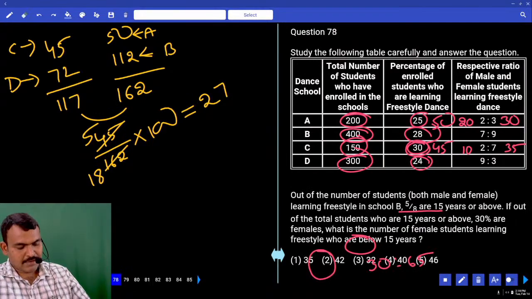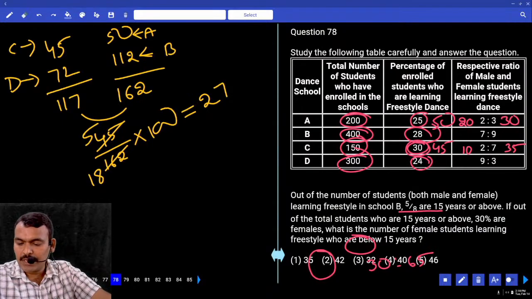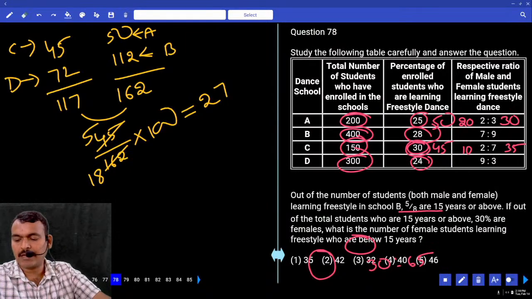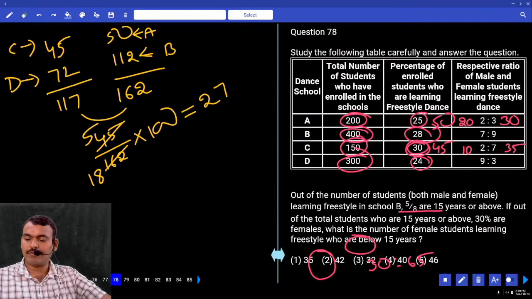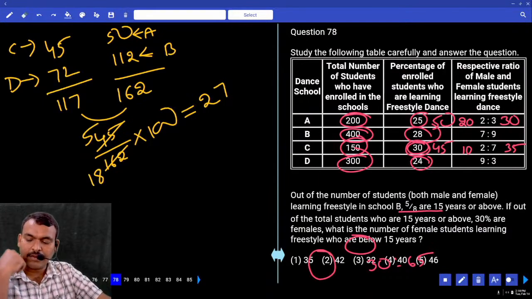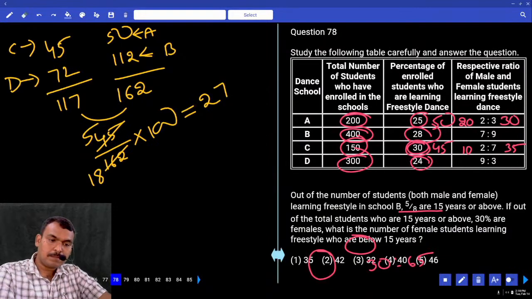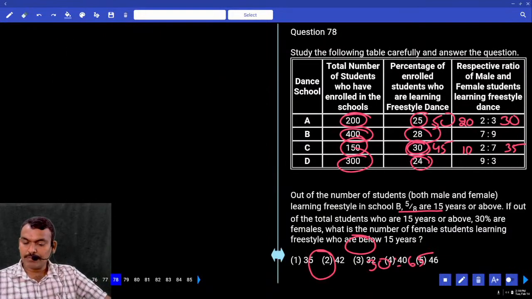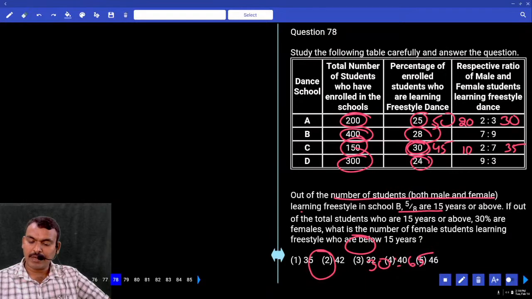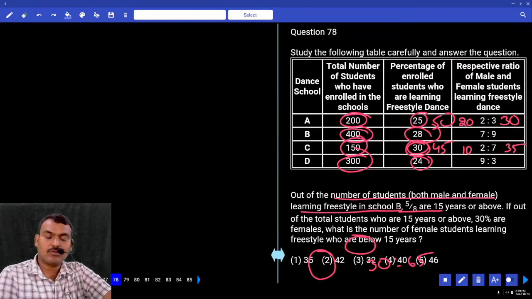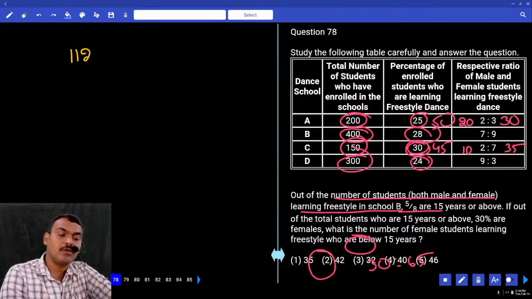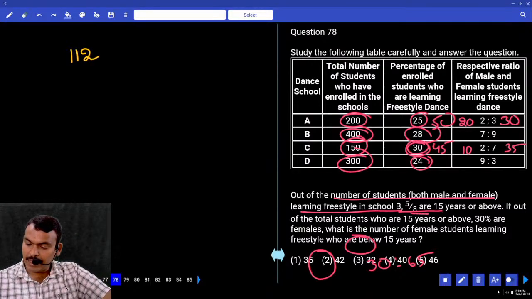Next question number 78. Out of the number of students, both male and female, learning freestyle in school B, 5 by 8 are 15 years or above. Out of the total students who are 15 years or above, 30% are females. What is the number of female students learning freestyle who are below 15 years? First, in school B, learning freestyle is how many members? 112. In that, 5 by 8 are which one?